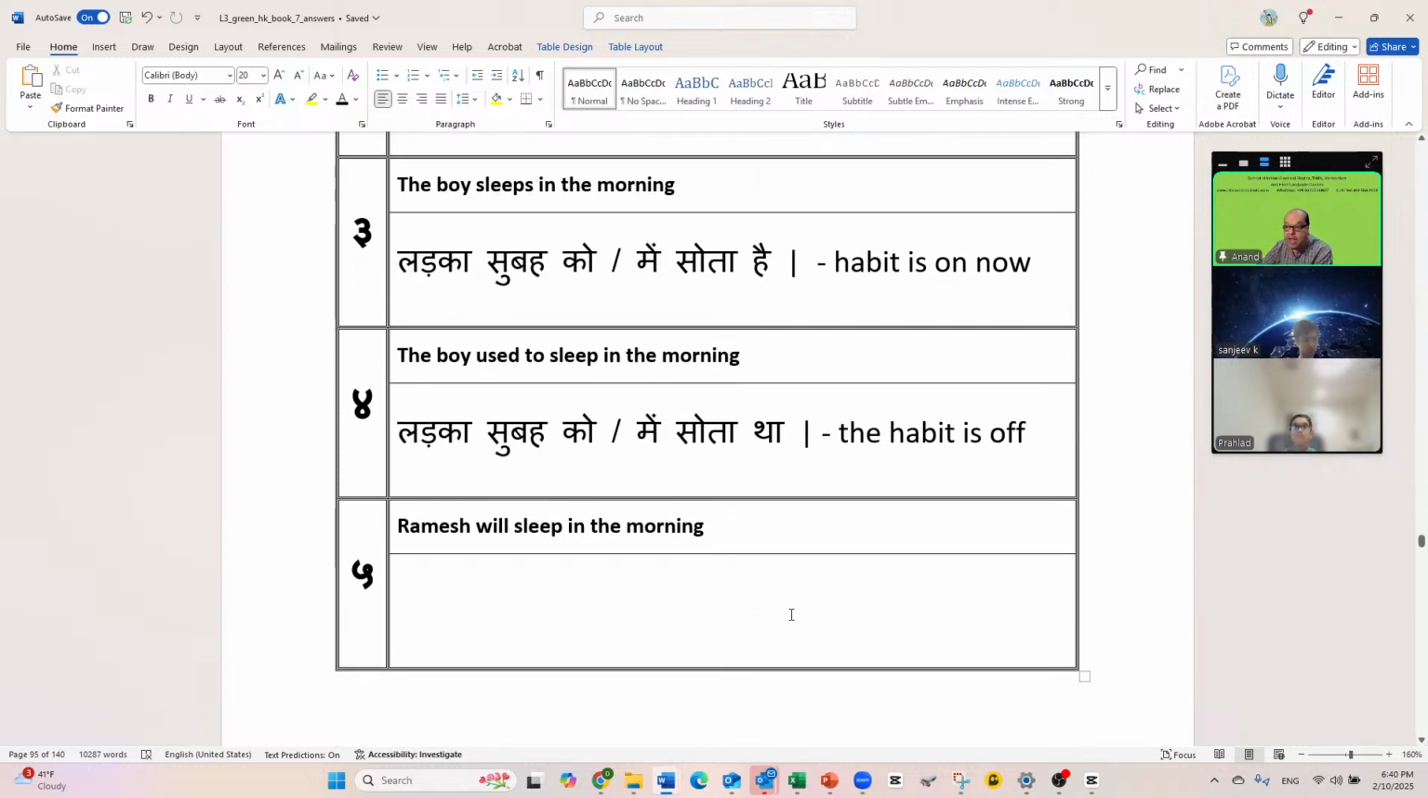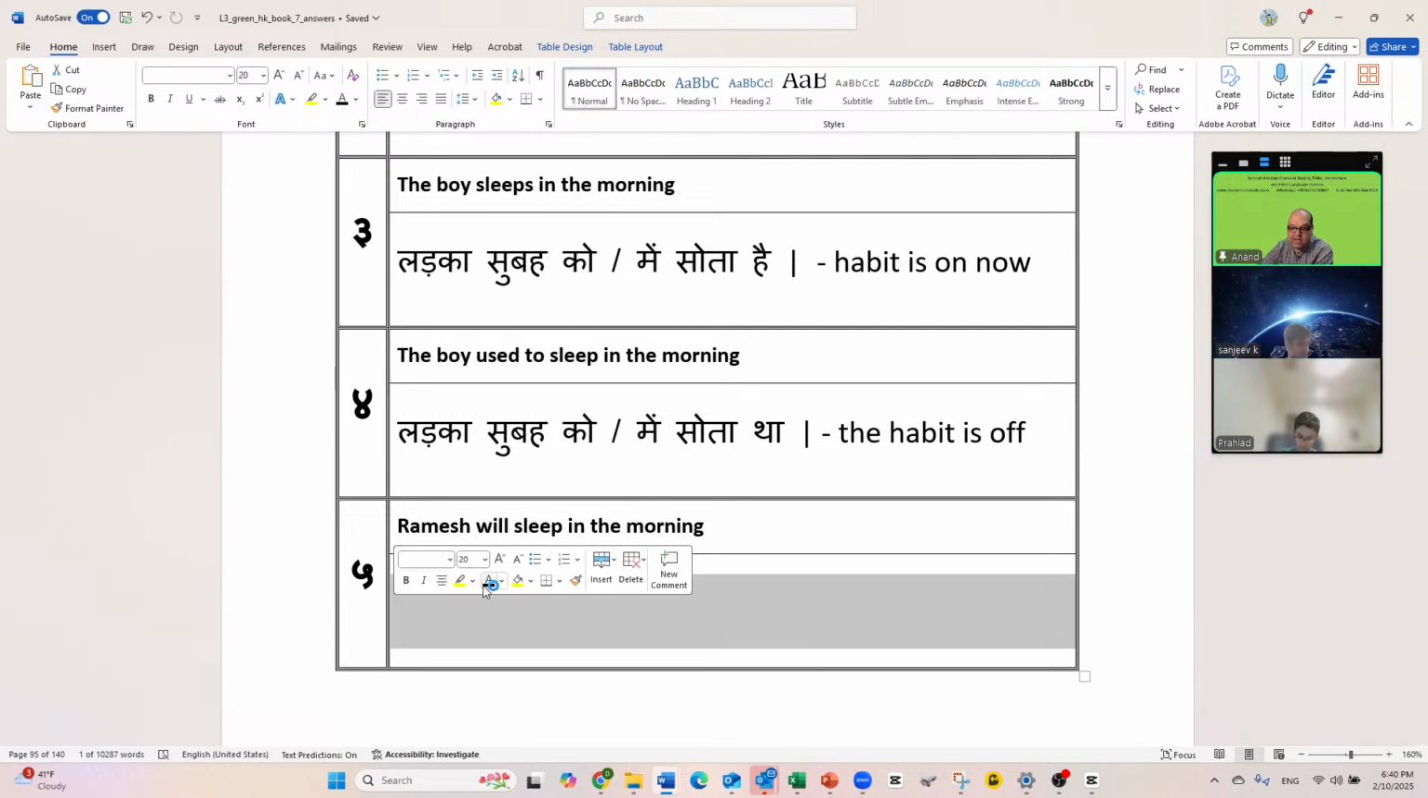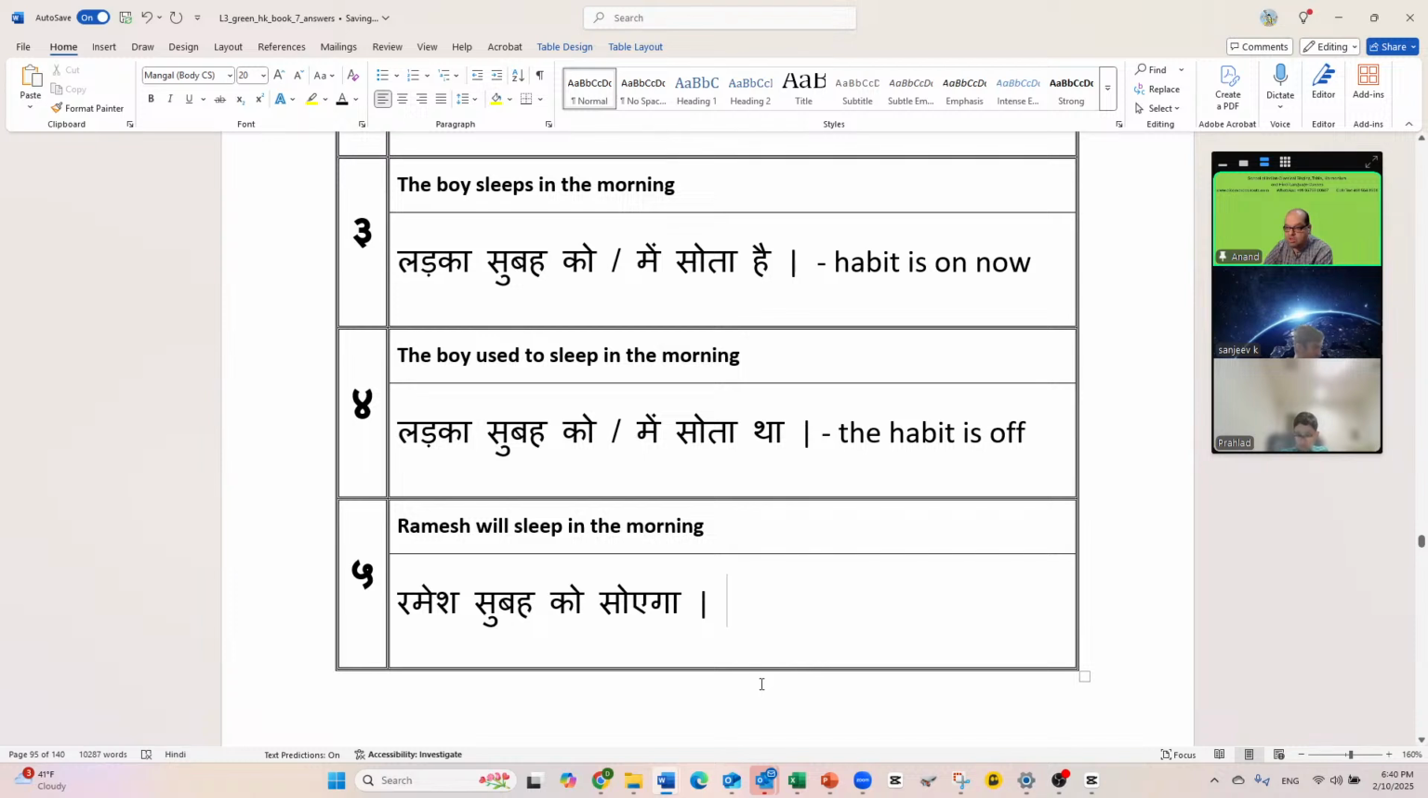Okay. Let's go to the last one. Ramesh will sleep in the morning. Prahlad, what tense does will tell you? What tense in English is will? Future tense. So now give me the sentence using future tense conjugation of the verb sona. Ramesh subah ko soega. Right? Yeah. Okay. Understood. Go and write it down, both of you.